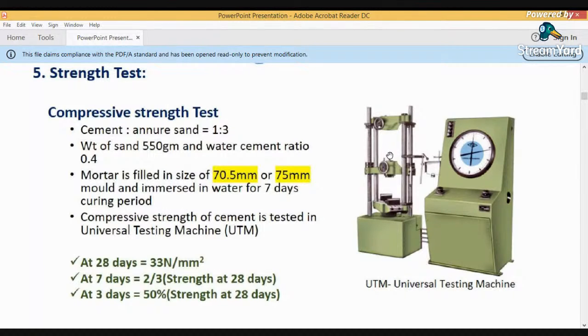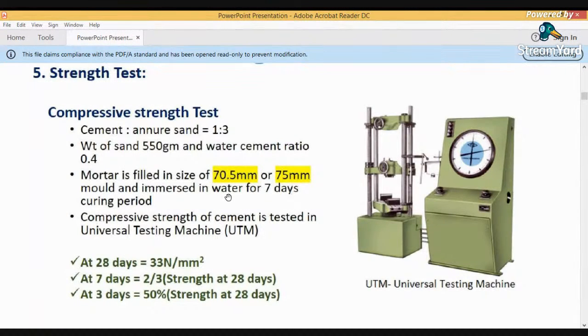So what do you have to do first? We have to take the cement and sand in a proportion of 1:3. You have to remember this 1:3. Then the weight of sand, generally we take 550 gram, and the water cement ratio generally taken is 0.4. And we have to make a mortar cube of size 70.5 millimeter or 75 millimeter, and that should be immersed in water for a 7 day curing period.